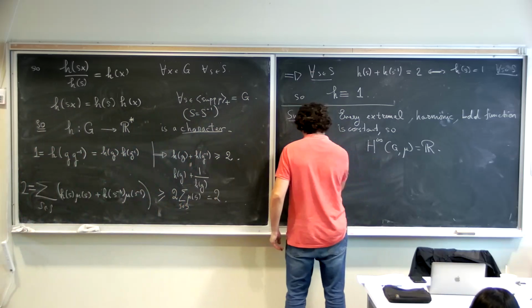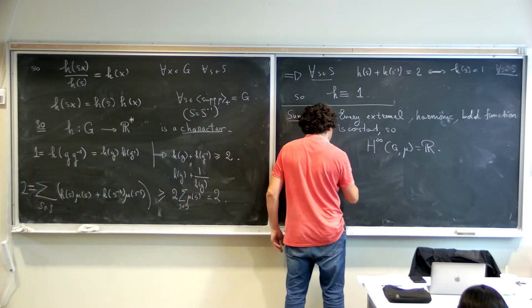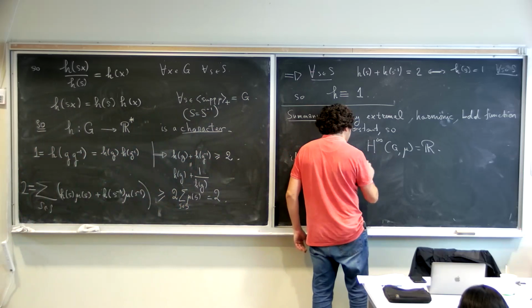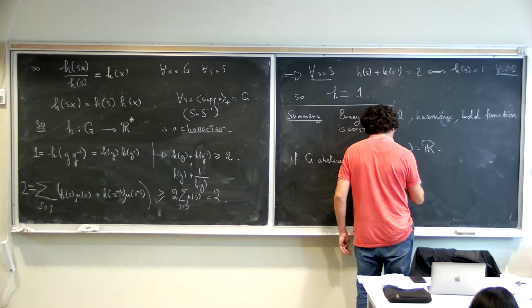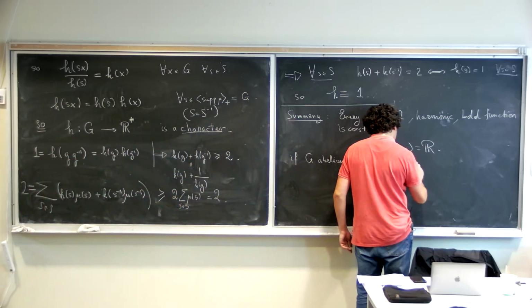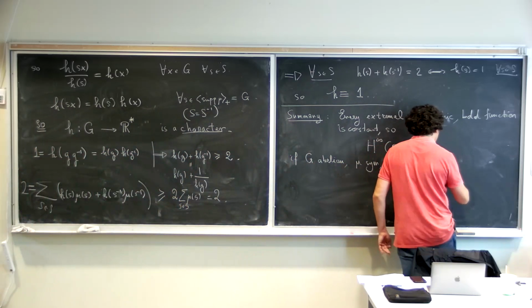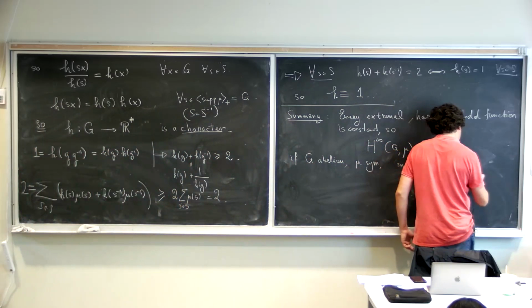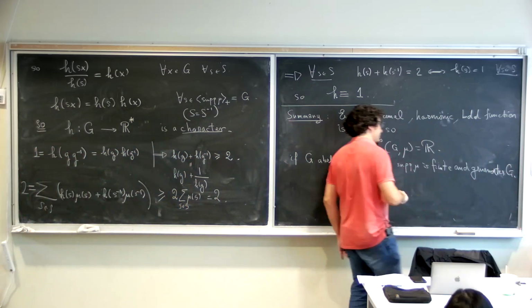So again, if G is abelian, mu is symmetric. The support of mu is finite and generates G.